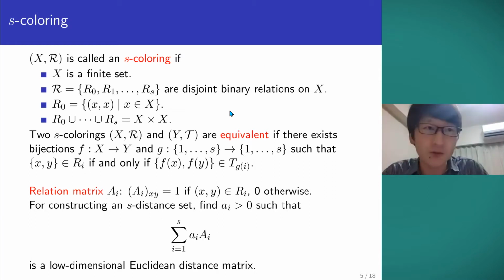Now we introduce the concept of s-coloring. (X, R) is called an s-coloring if X is a finite set and R are disjoint binary relations on X, and R_0 is the diagonal relation of X, and the R_i's are the decomposition of X by X.